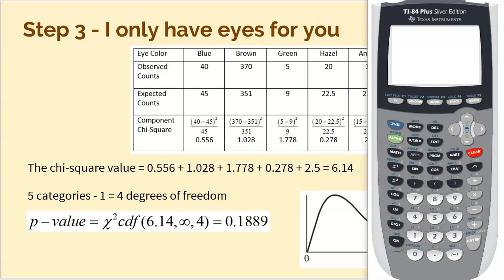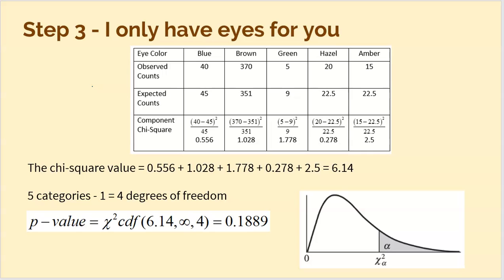Let me just quickly show you how to do that in the calculator. Use parentheses. It's a time saver, for sure. So we have 40 minus 45. Close those parentheses. Square that. Divide that by 45. So observed minus expected squared divided by the expected. And that's how I got the 0.556. And then you're literally just going to repeat this process for every single category to get all of your component chi-squareds. So you're going to do the brown. 370 observed minus 351 expected squared divided by 351 expected, and I get 1.028.